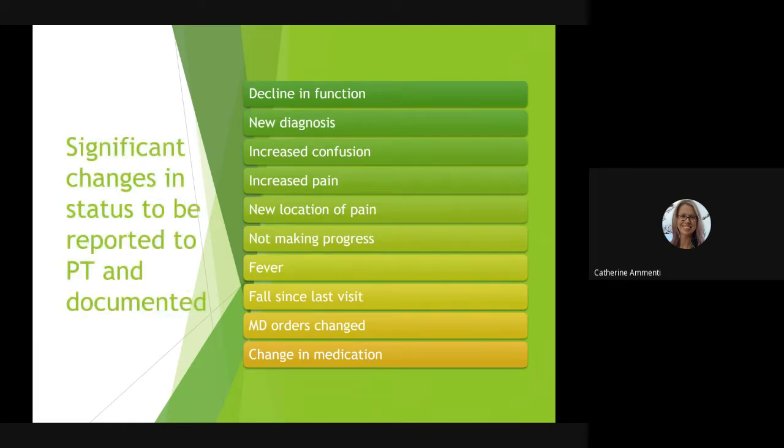If there are significant changes in the status of the patient, then you need to report it to the primary PT and make sure you document it. So here's a list of reasons that you should be reporting back to your primary PT, and make sure you document.